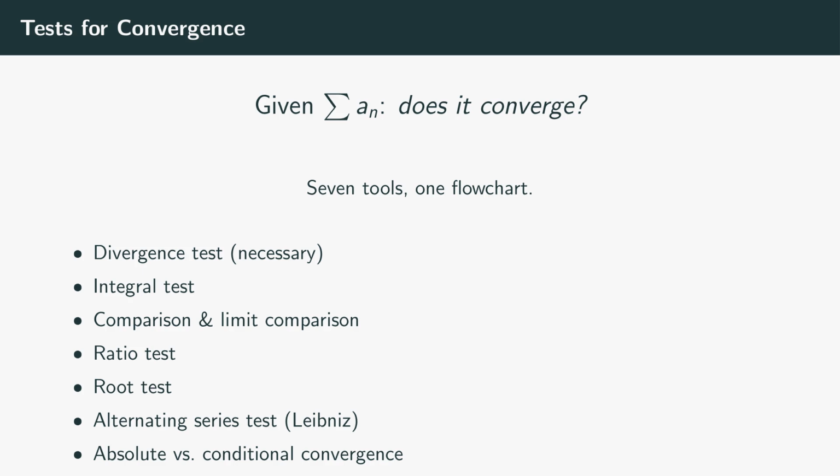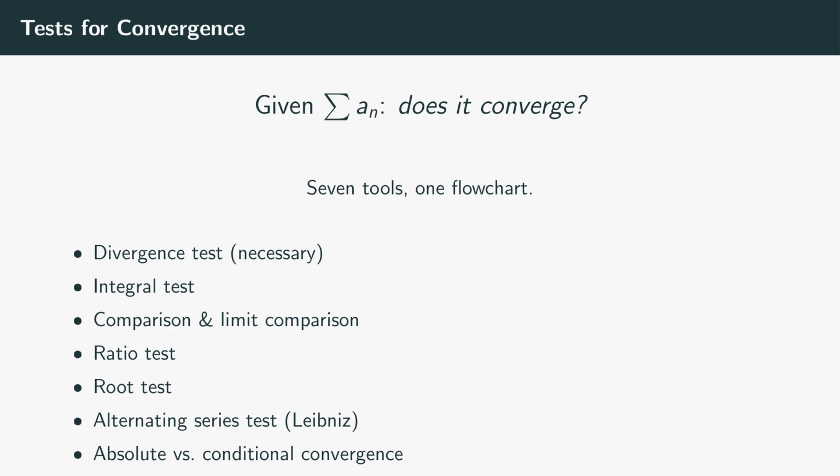The divergence test we already have. The integral test bridges sums and integrals. The comparison and limit comparison tests reduce unfamiliar series to known ones. The ratio and root tests examine how consecutive terms shrink. The alternating series test handles oscillating signs. We'll finish with absolute versus conditional convergence, the distinction that separates well-behaved from genuinely strange series, and a decision flowchart for which test to grab first.